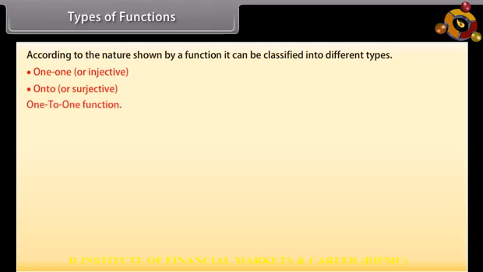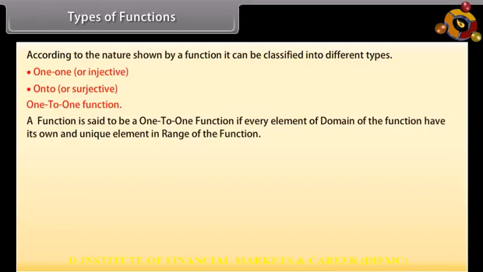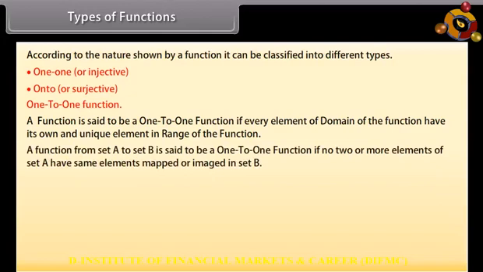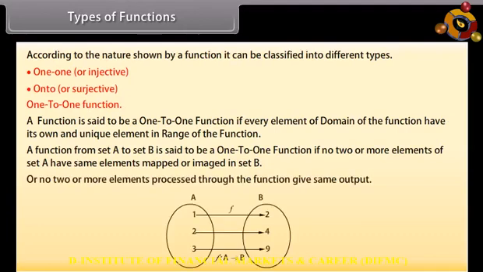1-to-1 function. A function is said to be a 1-to-1 function if every element of the domain of the function has its own unique element in the range of the function. A function from set A to set B is said to be a 1-to-1 function if no two or more elements of set A have the same element mapped or imaged in set B, or no two or more elements processed through the function give the same output.